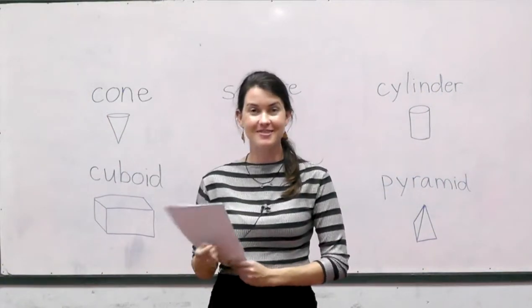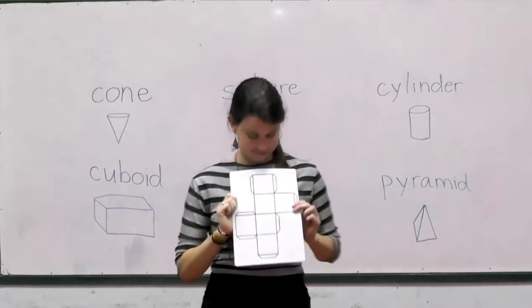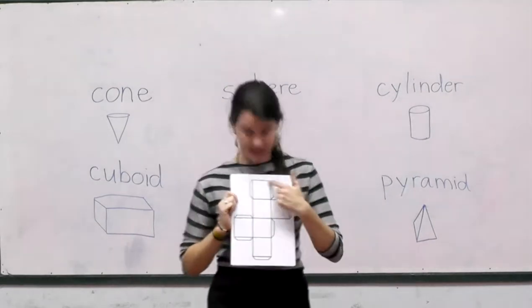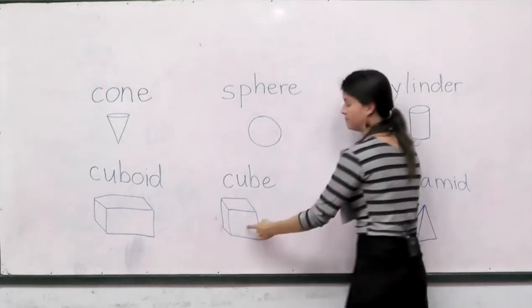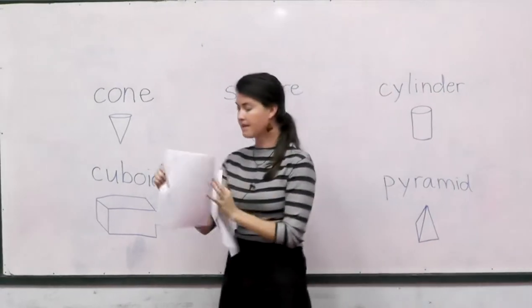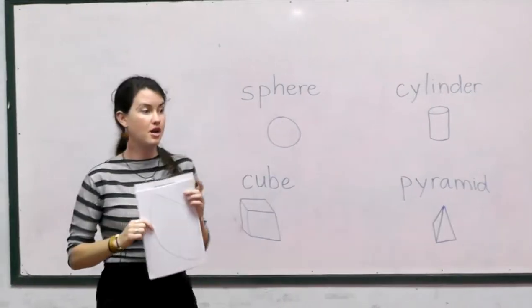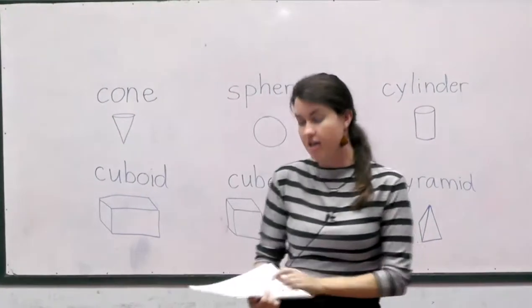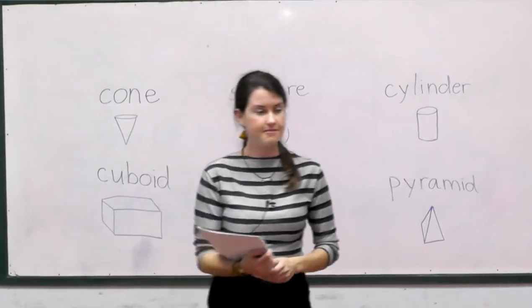For the rest of our lesson, we're going to be making our 3D models. Does this look funny? Yeah, we're going to be making a cube. We also can make a cone. Okay, friends? So you can use your colored pencils. You're going to decorate. You're going to cut it out. And we're going to put those together.